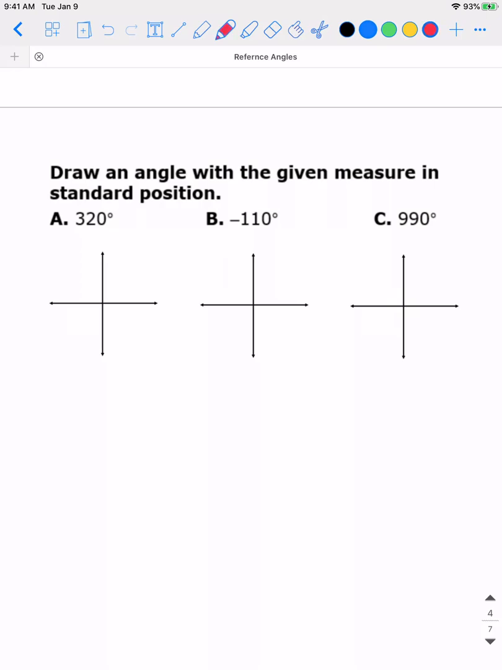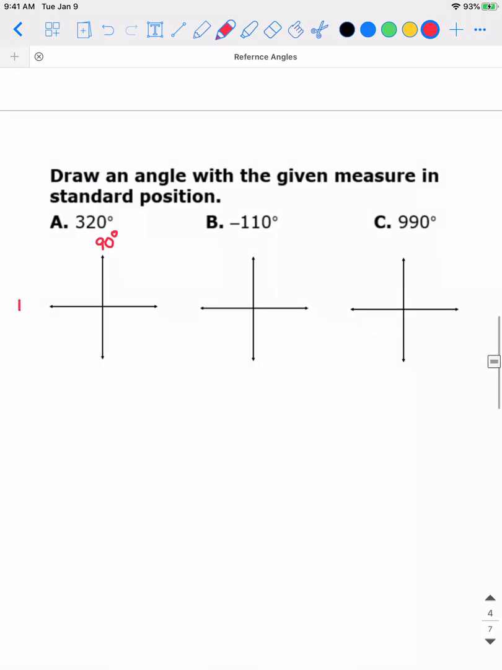Okay, so first off, we want to draw 320 degrees. Well, what we need to understand is that if I go up 1/4 of the way, that's only 90 degrees. If I go halfway around, that should be 180 degrees. If I go 3/4 of the way around, that's 270. And if I make one full rotation counterclockwise, that's 360 degrees. And I start, of course, at 0 degrees. So 0 and 360 degrees are in the same spot.